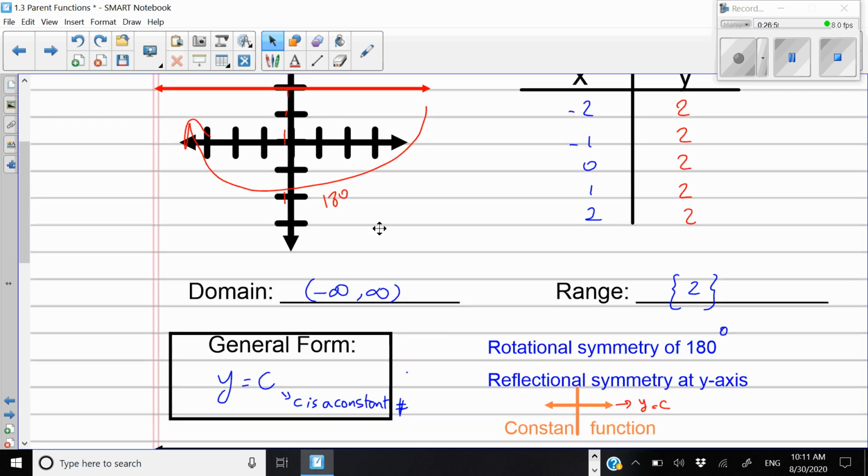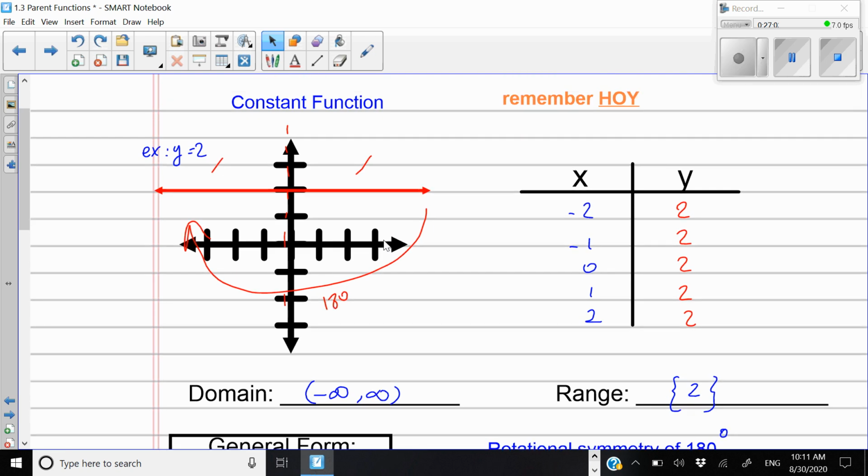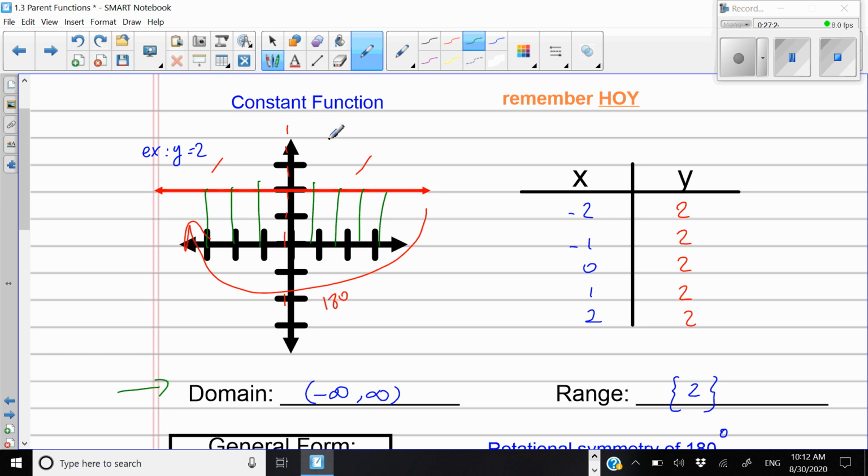I'm not sure if I talked about domain and range of constant function. So for domain, I move from left to right, and I see that all the x values are covered. For any x, we have a point on the graph. For all the x values, we have the y value equal to 2. So it's negative infinity to infinity. Everything covered. But for the range, as I move from bottom to top, I see that nothing is defined unless the value of y equal to 2. Only 2 is defined. So I say the range is only the value of 2.